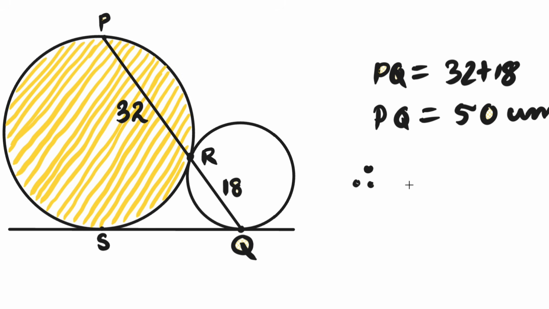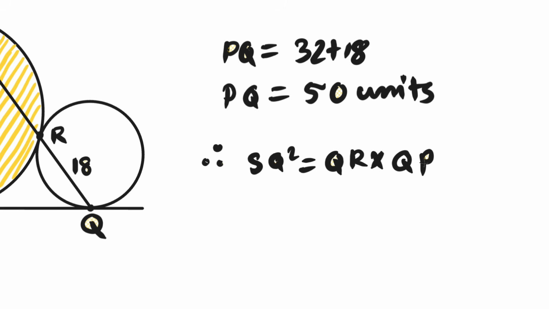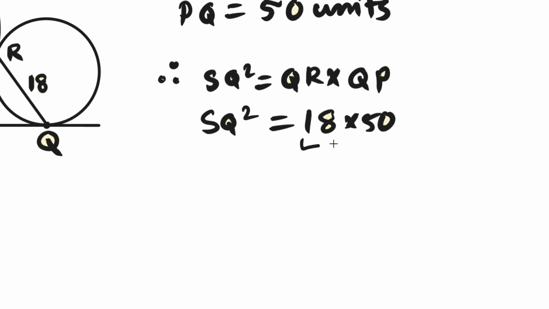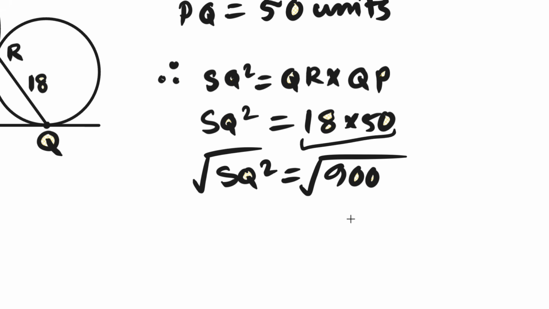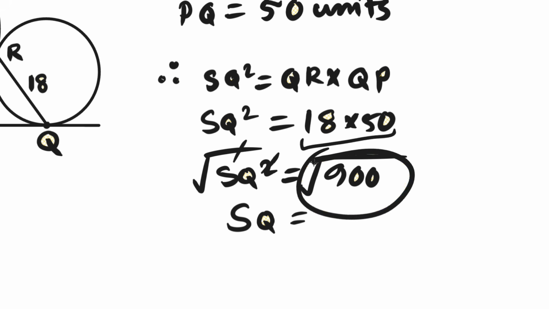Therefore, we can write SQ squared equals QR multiplied by QP. Substituting the values, we get SQ squared equals 18 multiplied by 50. 18 multiplied by 50 is 900. So SQ squared equals 900. Now, take the positive square root of both sides, because a length cannot be negative. Therefore, SQ equals the square root of 900, which is 30.